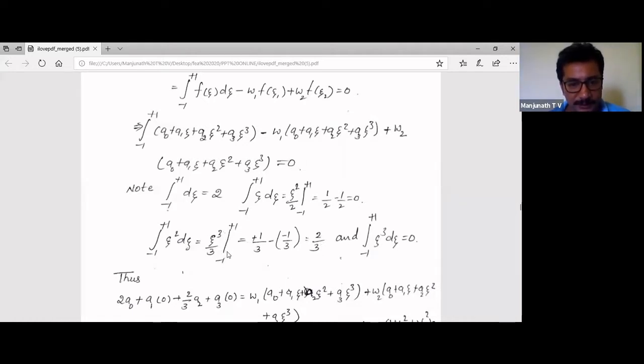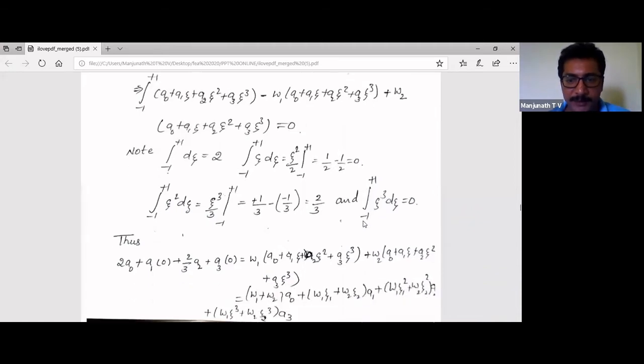For example, the integral of zeta square is equal to zeta cube by 3. Then apply the limits -1 and +1, upper minus lower. Applying the upper limit, you get 1 by 3, minus the lower limit, which gives -1 by 3. Minus into minus becomes plus, so simplifying, you get 2 by 3. Similarly, the integration of zeta cube d zeta again gives 0, as you apply the limits from -1 to +1. So all these integral values we are going to substitute directly here.